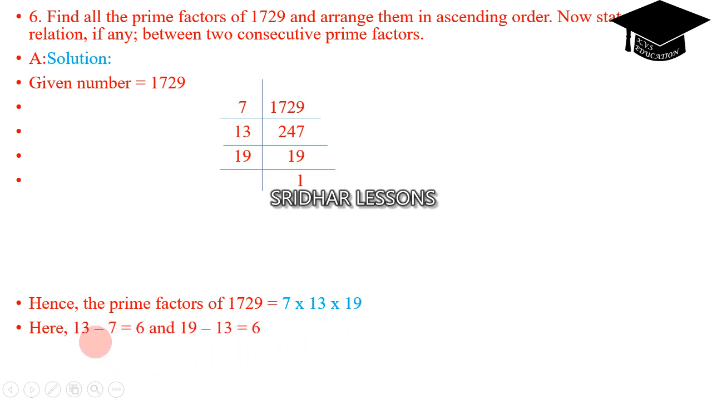Here 13 minus 7 is equal to 6, and 19 minus 13 is equal to 6. So the difference between two consecutive prime factors is 6. Have you observed? 13 minus 7, two consecutive prime factors. Similarly, 19 minus 13 is equal to 6. So the difference is 6.